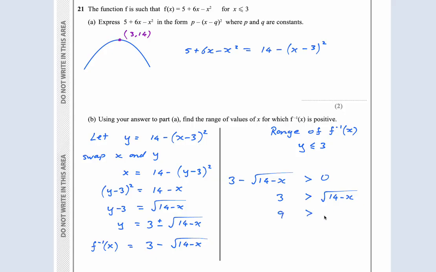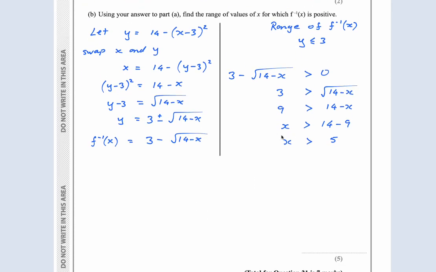9 is greater than 14 minus x. Add the x over here and subtract the 9 over here, 14 minus 9, x has to be bigger than 5. So that's the first thing. X has to be bigger than 5. But I also have the condition that this whole thing has to be less than or equal to 3, because we said this thing has to be less than or equal to 3.